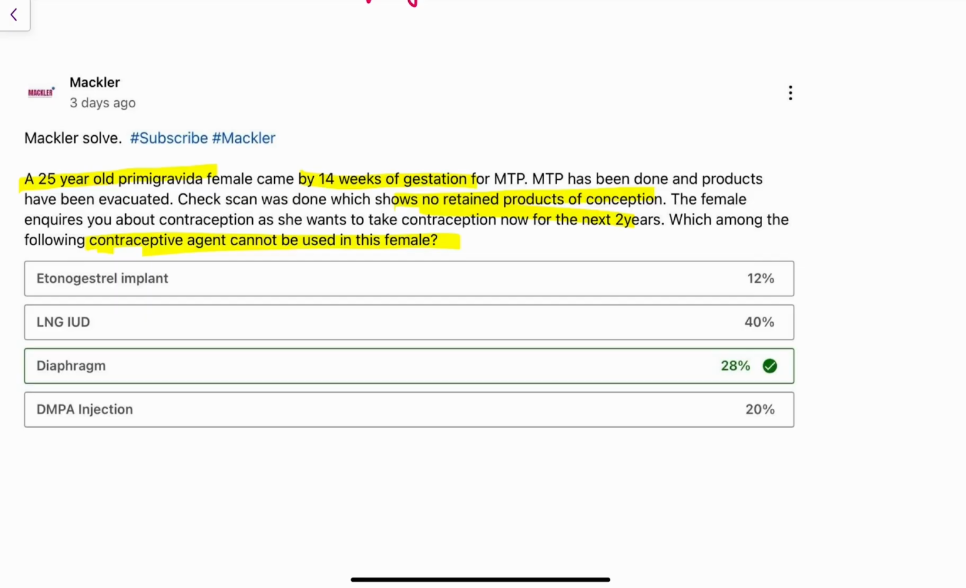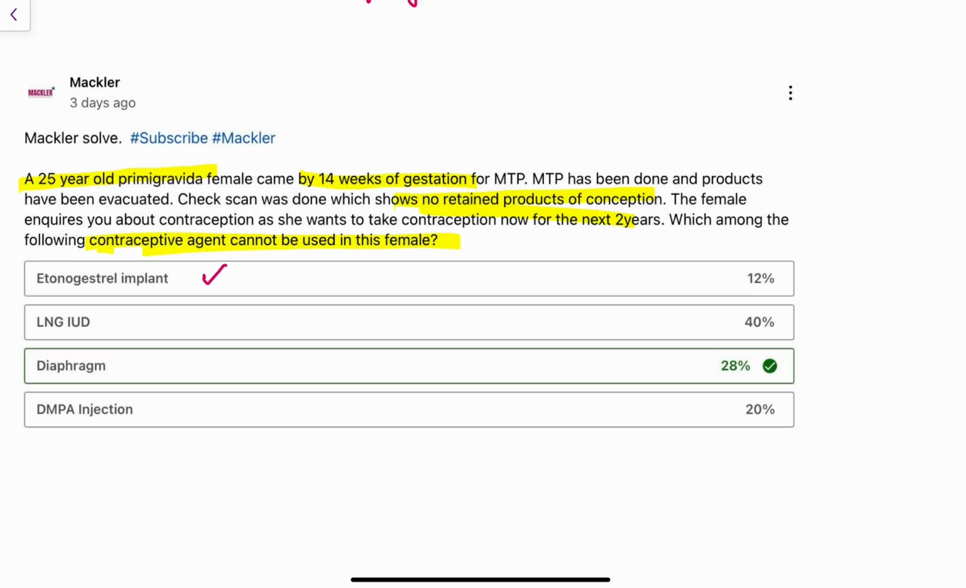So what are the contraceptives which can be allowed in this female? As you can see in the options: etonogestrel implant, levonorgestrel containing intrauterine device, diaphragm, and depot medroxyprogesterone acetate injections. Out of the 4 options, which contraceptive cannot be used in this female?